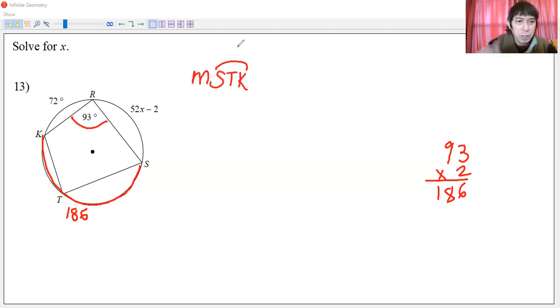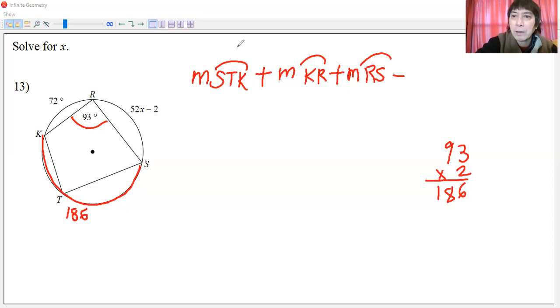There, STK. All right, plus our KR. All right, plus one more arc, RS. That should be one full circle. There. So don't forget the one full circle, 360. All right. STK is computed.